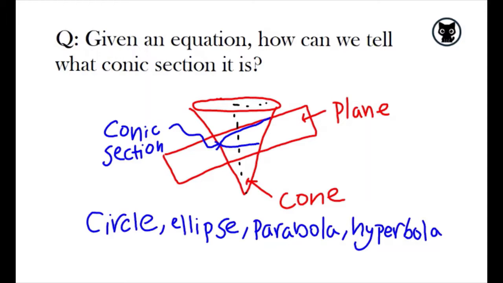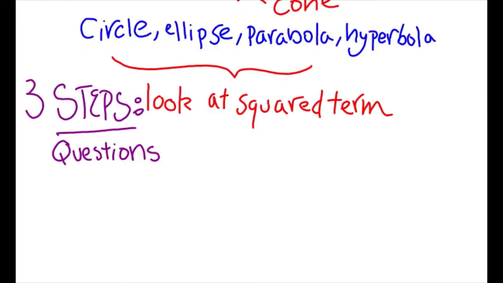Depending on the angle of the plane with respect to the cone, a conic section may be a circle, an ellipse, a parabola, or a hyperbola. Now that we know what conic sections are, let's try to find their differences.